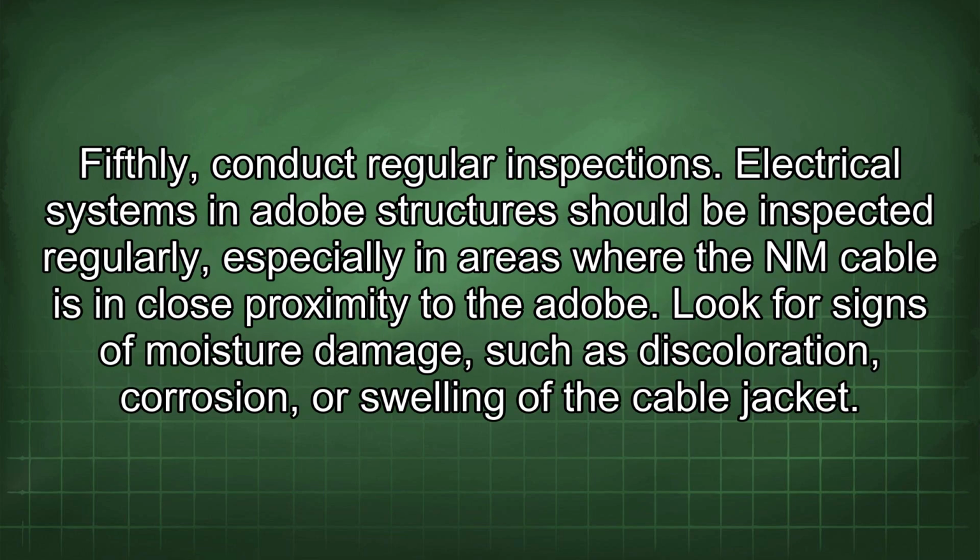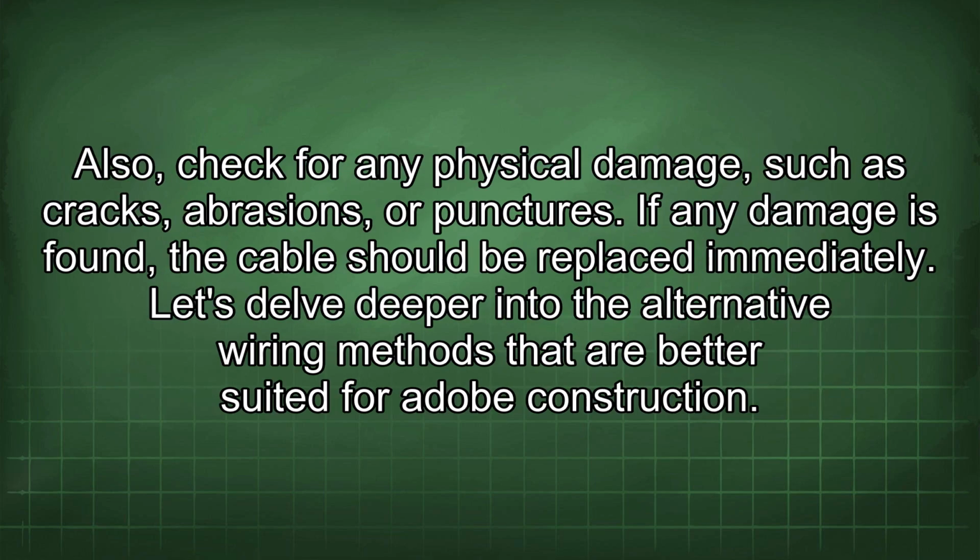Fifthly, conduct regular inspections. Electrical systems and adobe structures should be inspected regularly, especially in areas where the NM cable is in close proximity to the adobe. Look for signs of moisture damage, such as discoloration, corrosion, or swelling of the cable jacket. Also, check for any physical damage, such as cracks, abrasions, or punctures. If any damage is found, the cable should be replaced immediately. Let's delve deeper into the alternative wiring methods that are better suited for adobe construction.